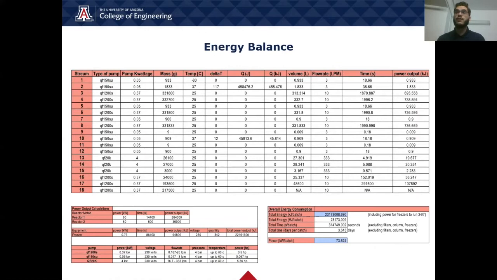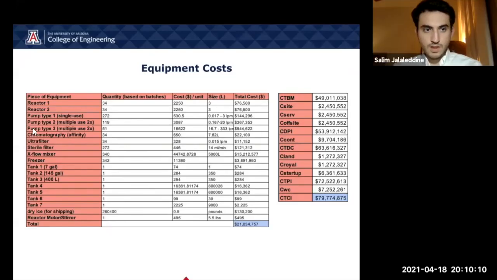Now, this time is just the time that mass will be moving through the pumps, as well as the time spent in the reactor. This does not cover the time that will be spent going through the filters and the columns, as these parts do not contain any moving components. Lastly, we found that we had a total power consumption of 73.624 kilowatts per batch. Thank you, Andrew.